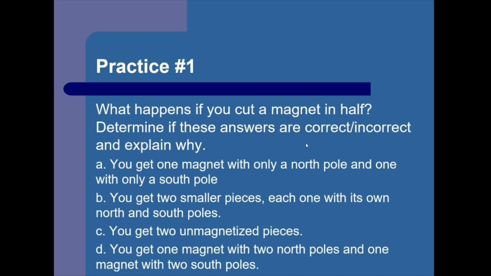So pause here for a second and try to think about it and try to come up with the correct answer. So if you thought about it, the correct answer, of course, is B, and all the other ones are incorrect. You do get 2 smaller pieces, each one with its own north and south pole. But again, the magnetic strength of that magnet is going to be much weaker than it was previously.